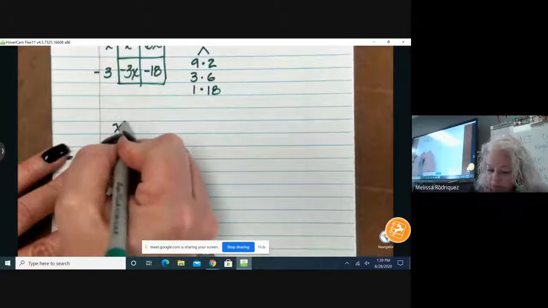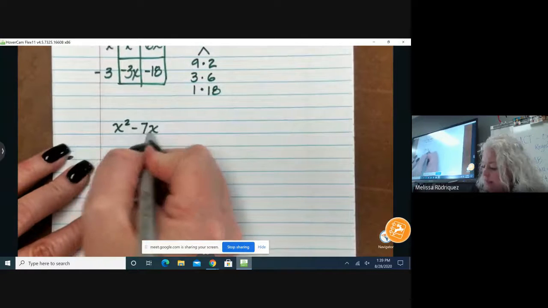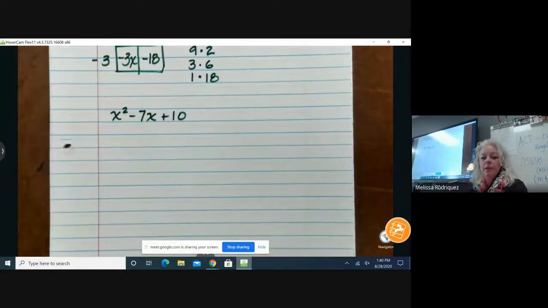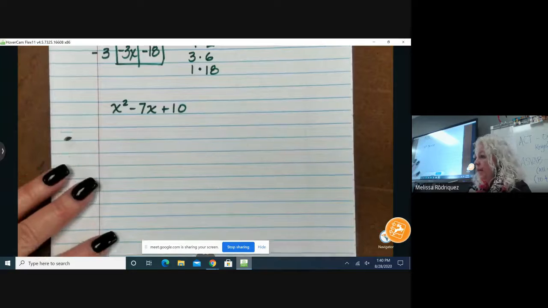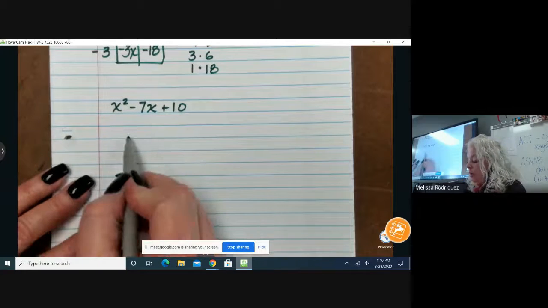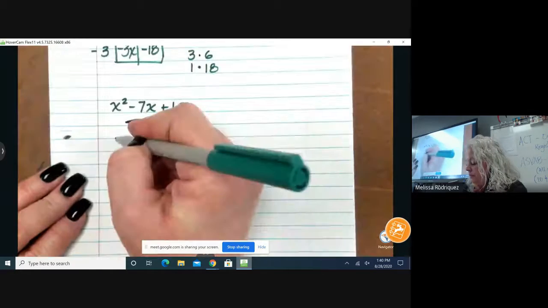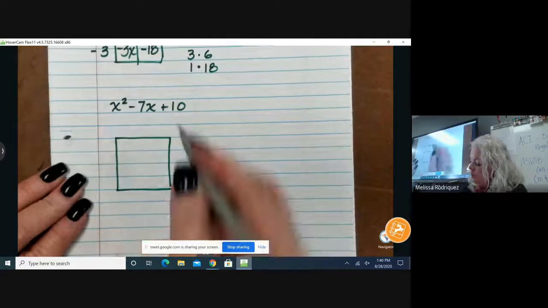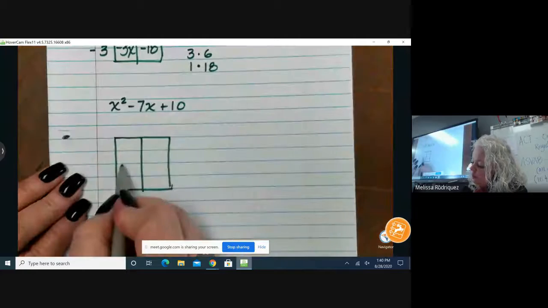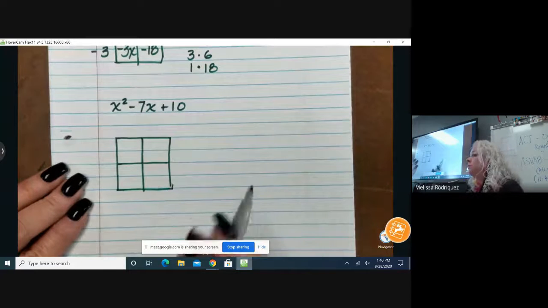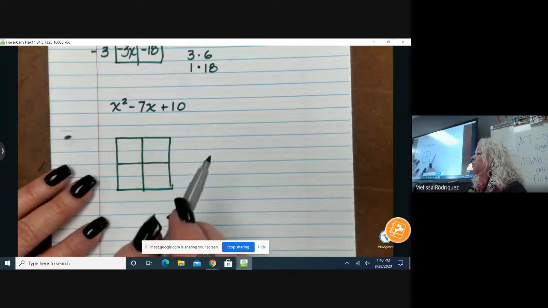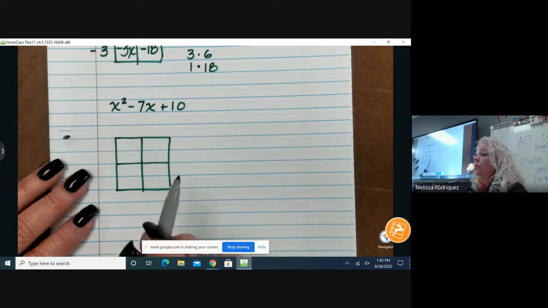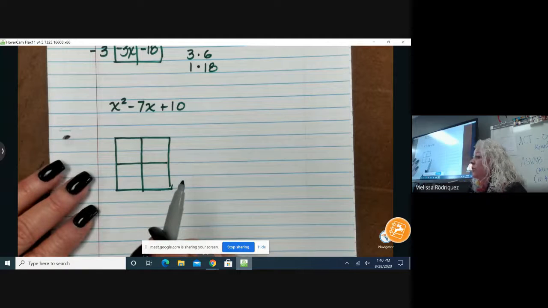X squared minus 7x plus 10. So I need to factor. I'm going to draw my box. Do you think you're always going to have to use your box? Maybe not. Maybe so. I work with some college kids who still use the box, and that's okay. Sometimes you get to a point where you don't. You do what works for you.